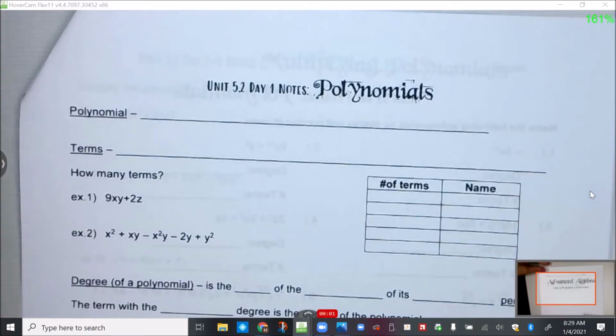I'm sure you learned this in geometry. Okay, we are starting Unit 5.2, Day 1. We're just talking about polynomials, okay?